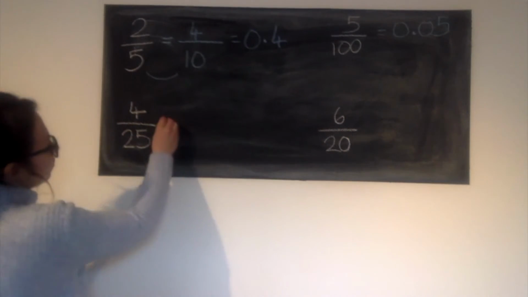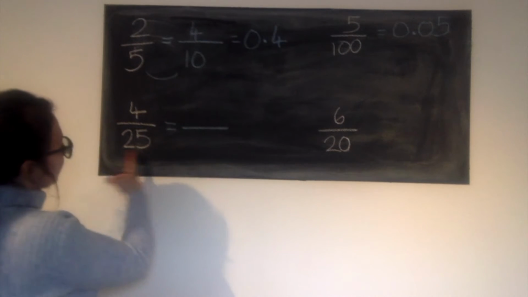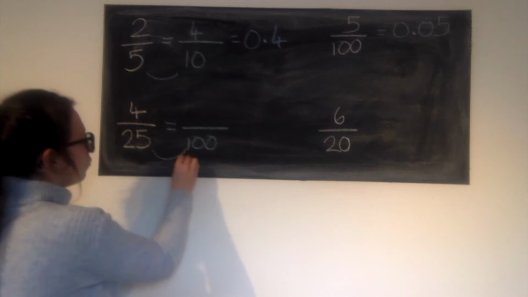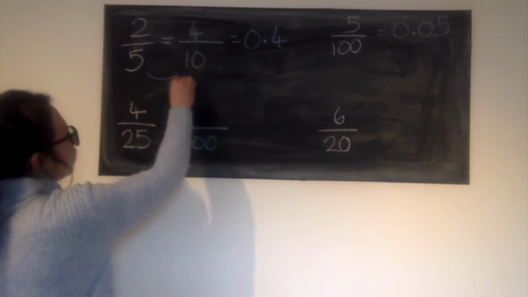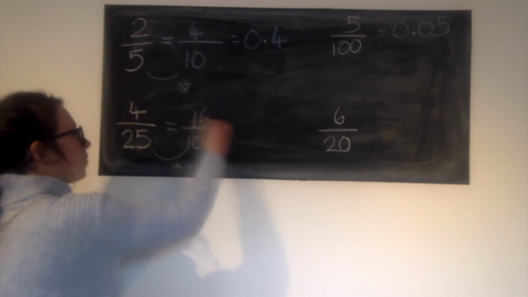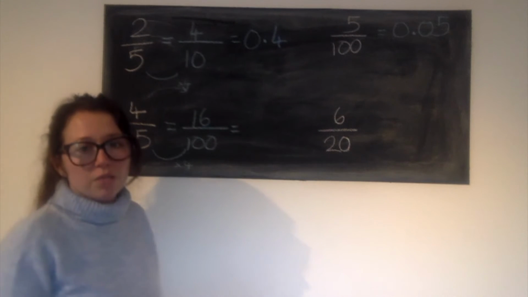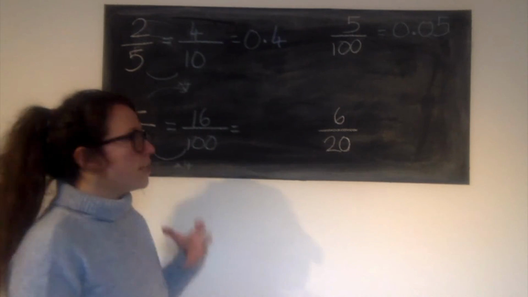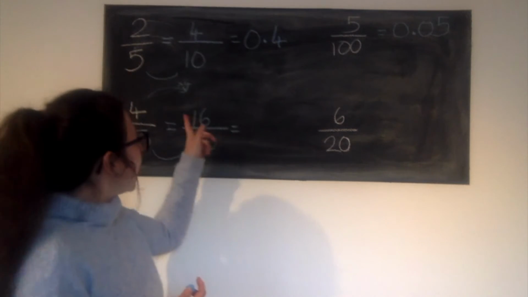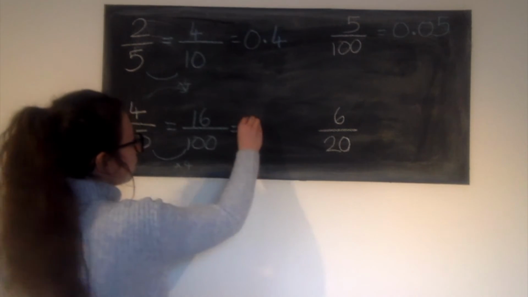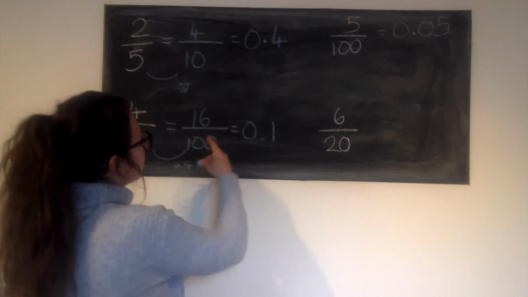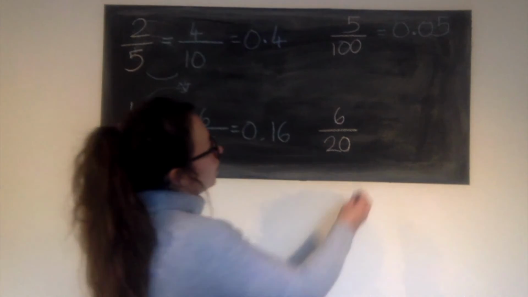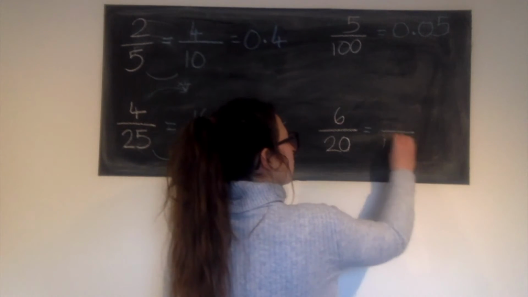This one I've got 4 25ths. So again, I'm not going to turn it into tenths because I can't do that. I'm going to turn it into hundredths. I've times 25 by 4, so I must do the same to the numerator. 4 times 4 is 16. Okay, now 16 hundredths is a decimal. I can't fit 10 hundredths in my tenths column. So I'm going to exchange the 10 hundredths for 1 tenth. So no holes, 1 tenth and 6 hundredths. So 0.16.